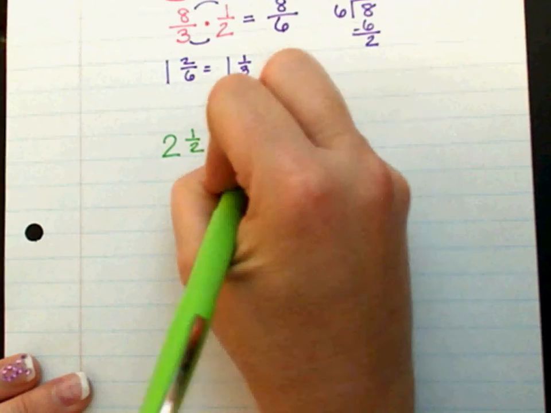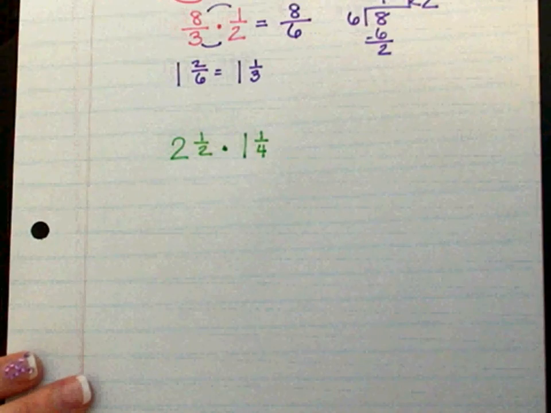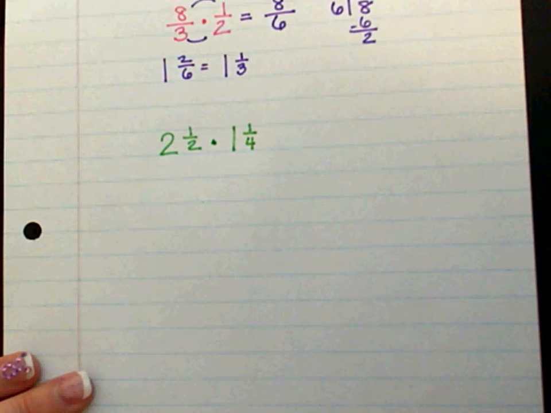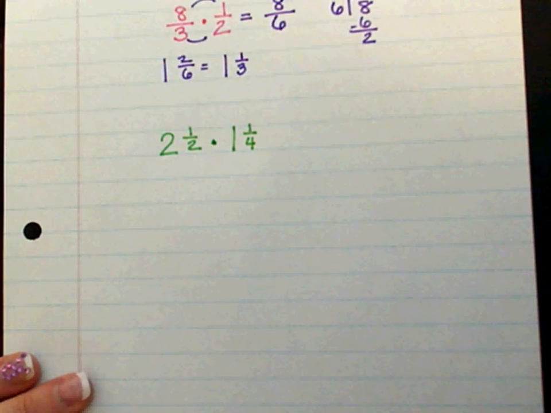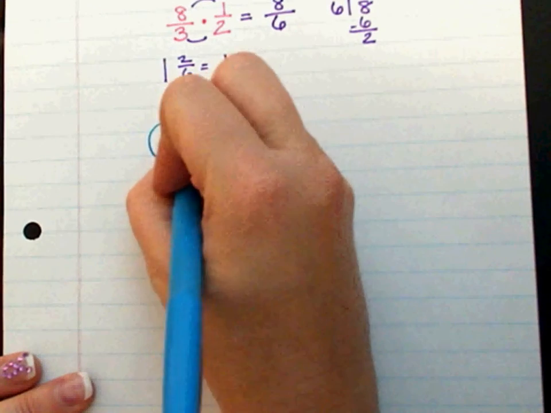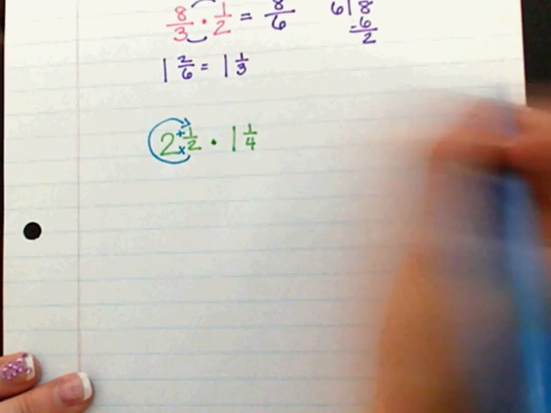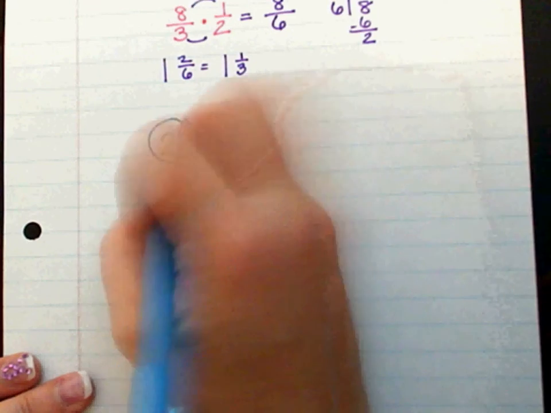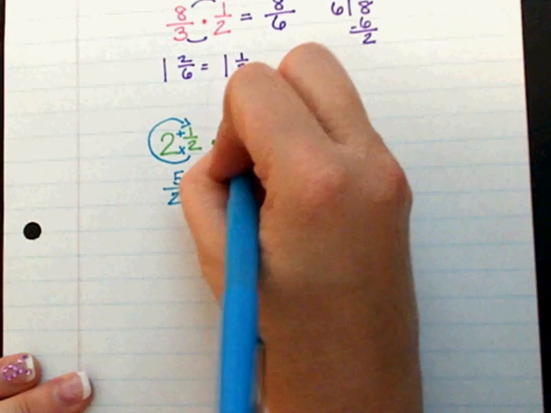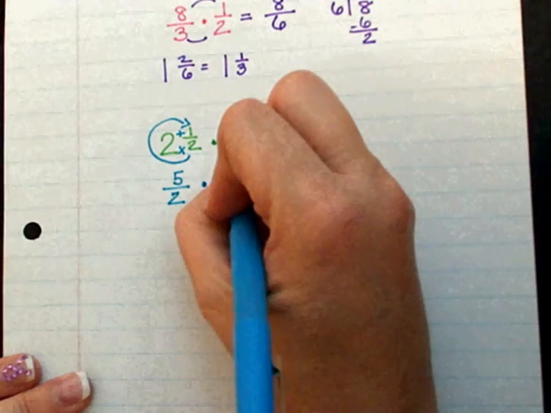Okay, let's try another one. What if we multiplied 2 1/2 cups of flour, but this time we need to make a recipe that is 1 1/4 times as much. Pause the video, try it on your own, come back and check with me.